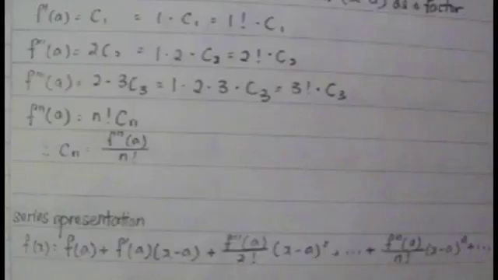Okay, now let us look at the Taylor series representation equation. So your f(x) will equal f(a), the first term, plus f prime of a (x minus a), your second term, plus the second derivative of f at a over 2 factorial (x minus a) squared, your third term, and so on. You'll get an nth term of the nth derivative of f at a over n factorial (x minus a) to the power of n, up to infinity. Okay, that's all.